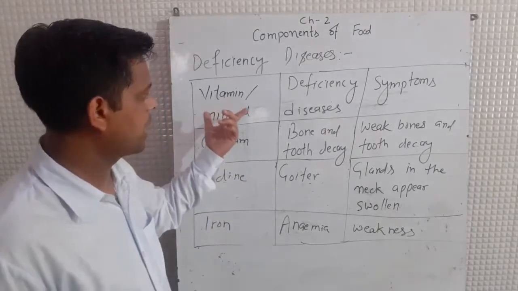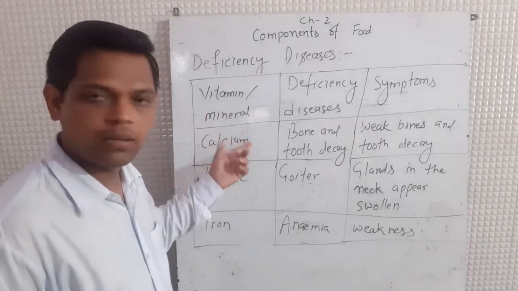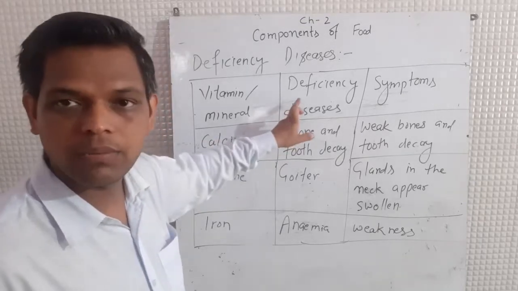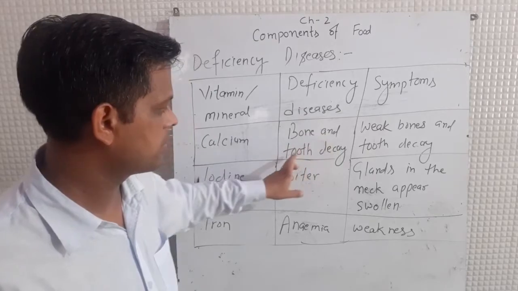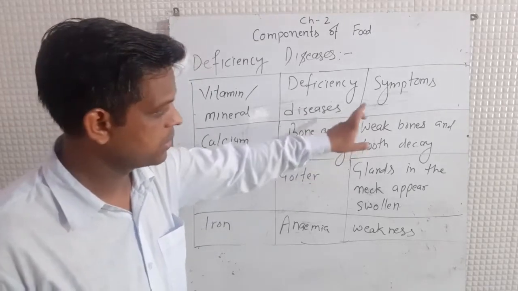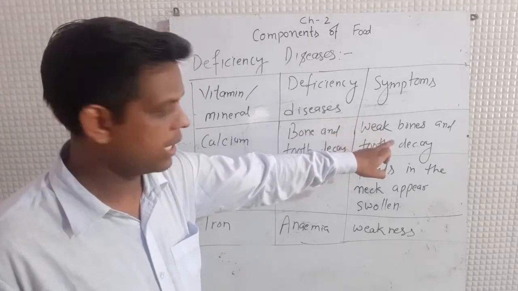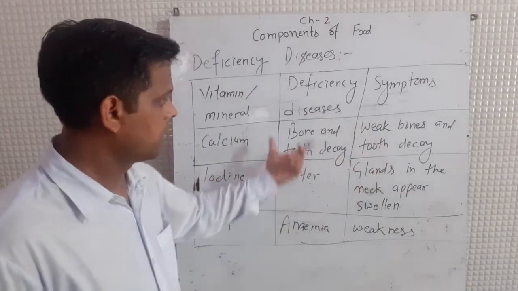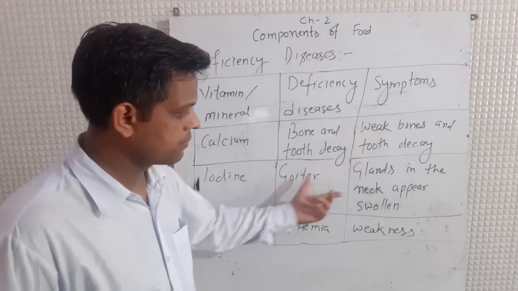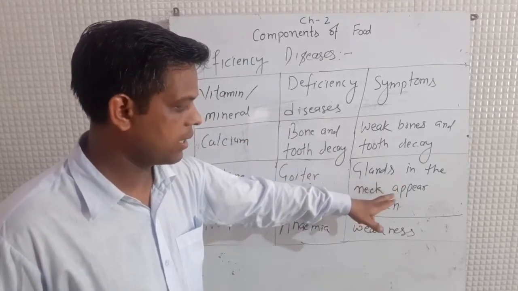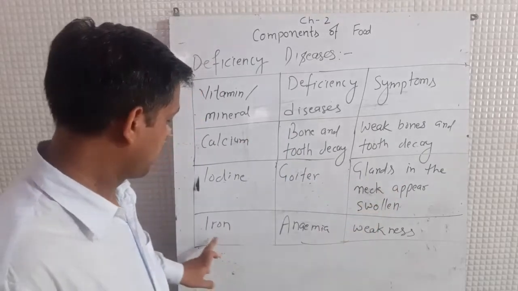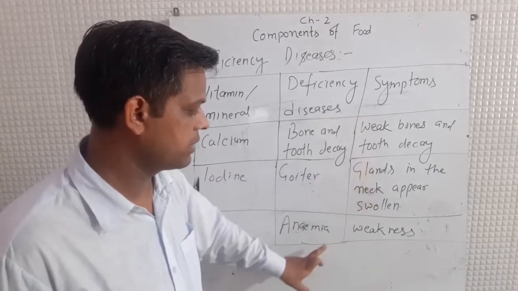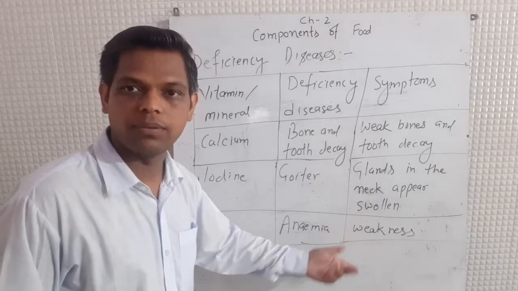Diseases that occur due to lack of vitamins and minerals. Next, calcium. Deficiency of calcium causes bone and tooth decay. Symptoms: bones become weak and teeth start decaying. Iodine. Deficiency of iodine causes goiter. The gland in the neck appears swollen. Deficiency of iron causes anemia, and the symptom of this disease is weakness in our body.